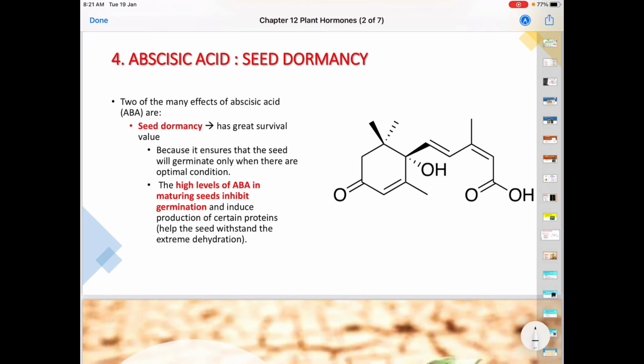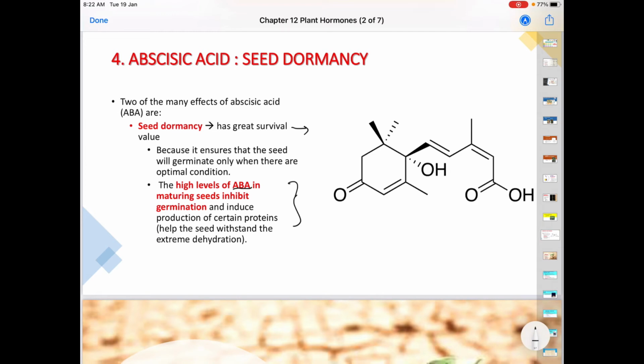The fourth hormone is abscisic acid, for seed dormancy. Of the many effects of abscisic acid, seed dormancy has great survival value. So what is the function of seed dormancy? To make the plant survive when the conditions are not favorable. Seed dormancy ensures that the seed will germinate only when there are optimum conditions. A high level of abscisic acid, ABA, the short form of abscisic acid, in maturing seed inhibits germination. When there is abscisic acid, the seed will not germinate.